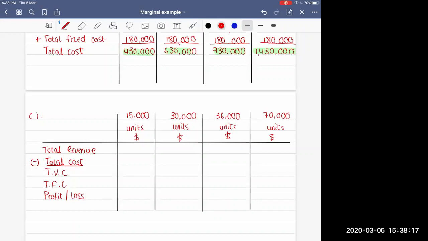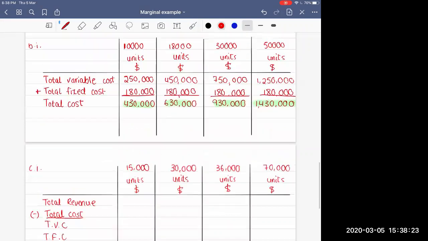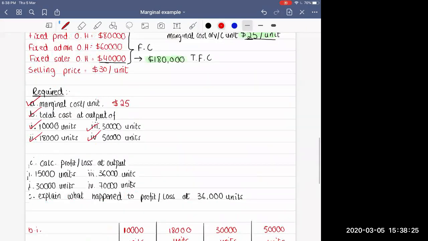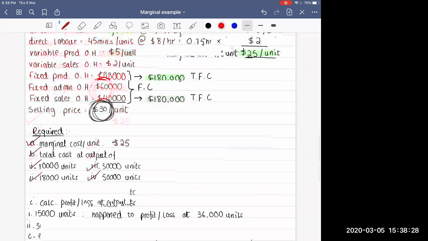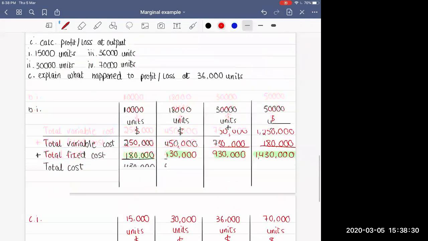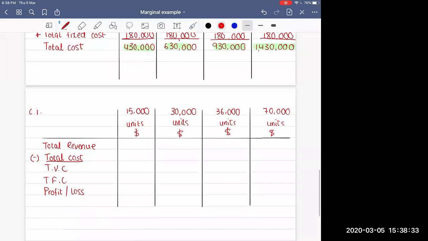So, sir, first of all, we need to calculate our total revenue at 15,000 units. 15,000 units multiplied by the selling price. What is our selling price? Selling price is 30. So 15,000 into 30 is 450,000. Then 30,000 multiplied by 30 makes 900,000. Then 36,000 into 30 is 1,080,000. Then 70,000 into 30 is 2,100,000.